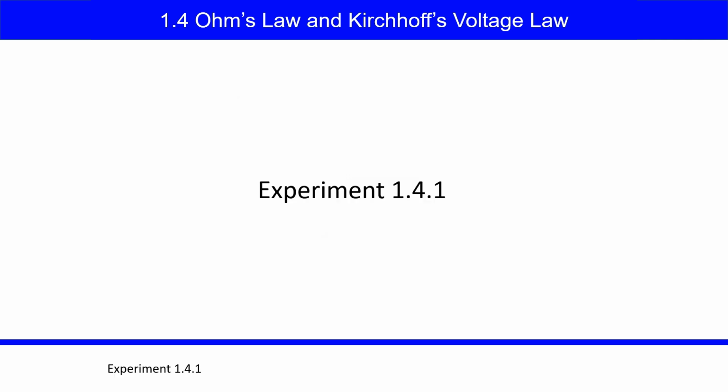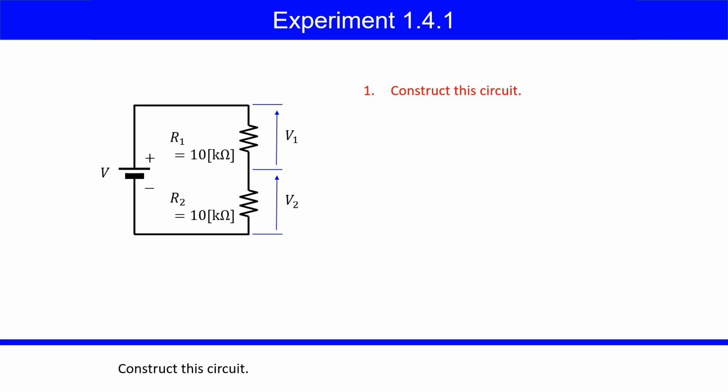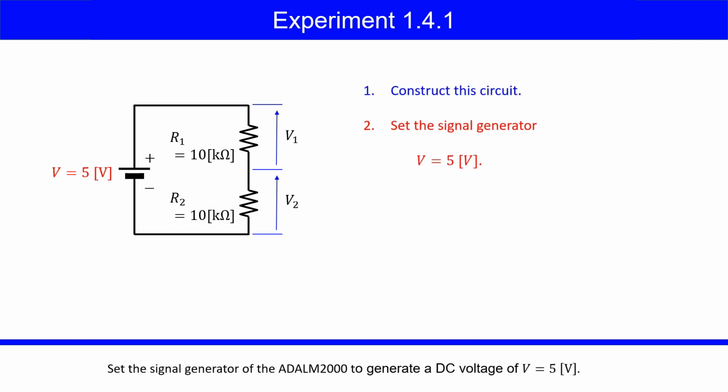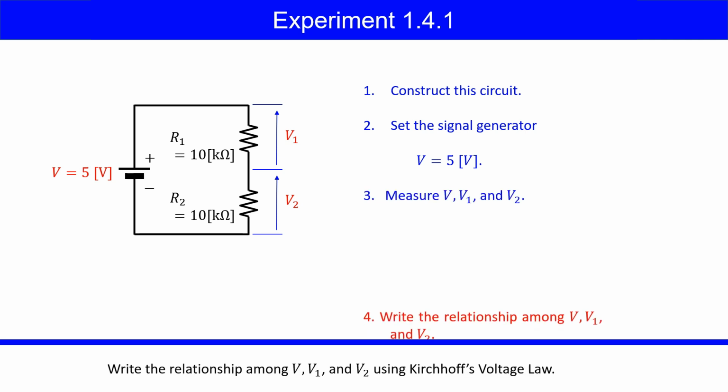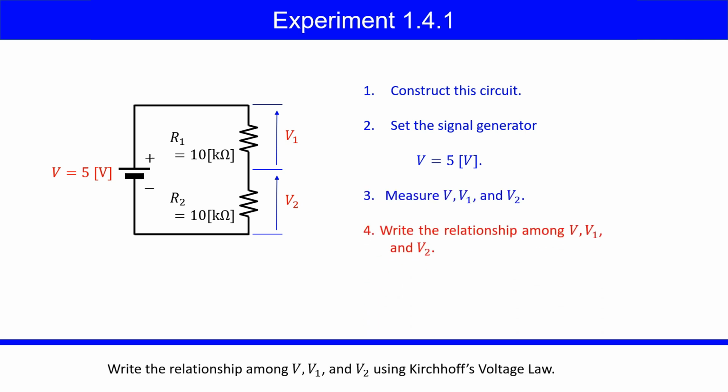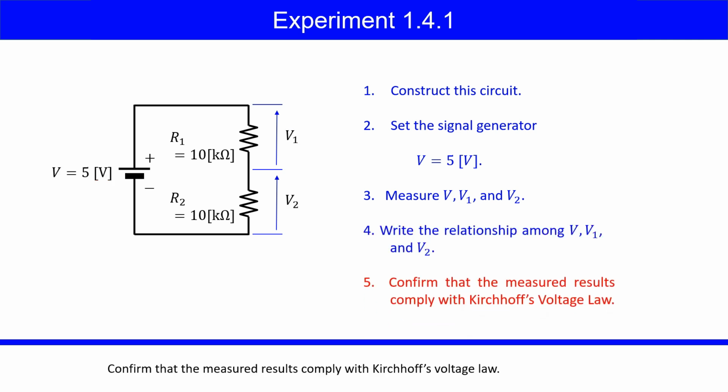Experiment 1.4.1. Construct this circuit. Set the signal generator of the ADALM2000 to generate a DC voltage of V equals 5 volts. Measure the voltages V, V1, and V2 using a voltmeter. Write the relationship among V, V1, and V2 using Kirchhoff's voltage law. Confirm that the measured results comply with Kirchhoff's voltage law.